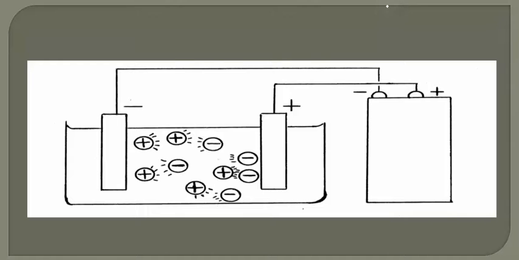So in this diagram here, we have our electrolyte in solution. It's able to conduct the charge, and we have our electrodes, our negative and positive electrodes, which are just metal surfaces upon which oxidation and reduction can occur.